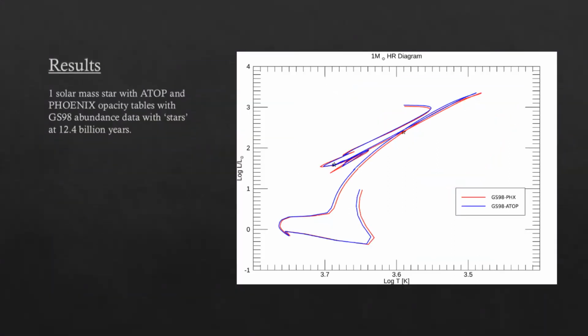So these are two different opacity codes. Some people use ATOP, some people use Phoenix. In other words, if you use the same data, it should be the same plot. These are two different opacity codes. They work a little bit differently. So are those stars data points? This is the Phoenix run at 12.4 billion years. So it's still in the red giant branch, while the other one, the ATOP run, is a bit faster and is in the horizontal branch.